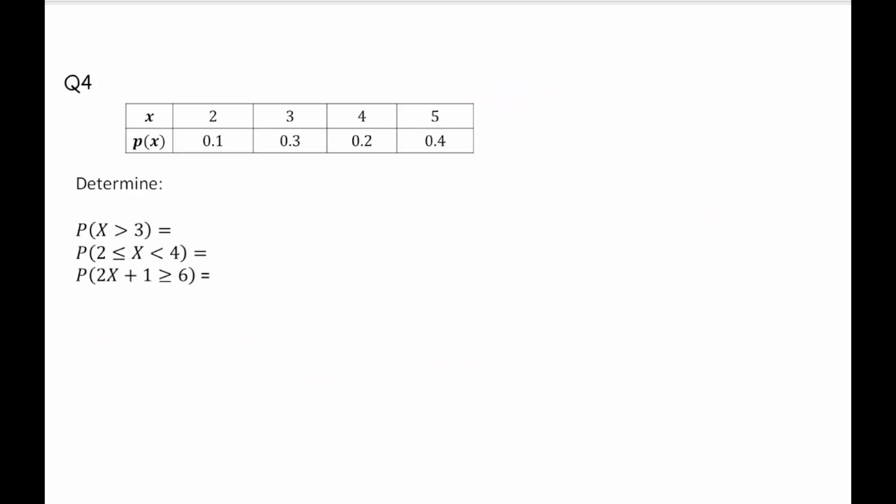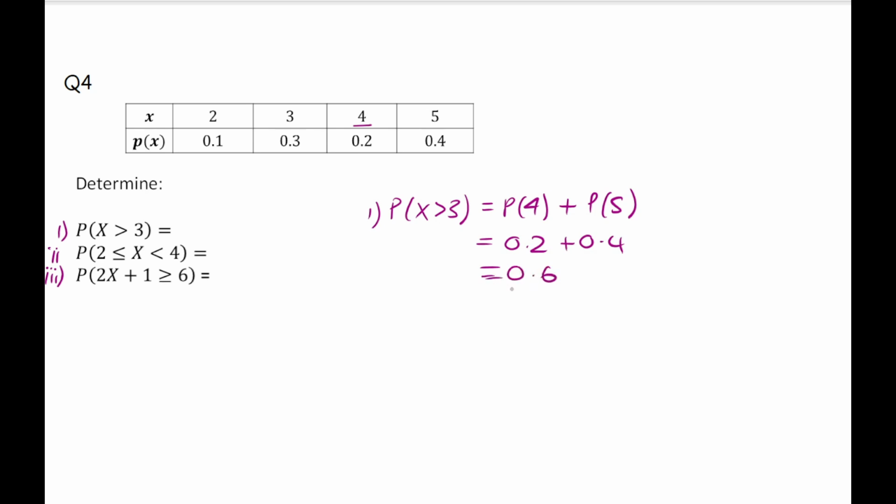Now moving on to our last example, the question's given us a probability distribution and it's asking us to find a potential range of values for x. So if I just start by labeling this as part 1, 2 and part 3, let's have a look at this. To work out the probability that x is greater than 3, well, the values of x where it's greater than 3 are going to be 4 and 5. So that's going to be equal to the probability of 4 plus the probability of 5. Here, all I need to do is add 0.2 plus 0.4, giving me a final answer of 0.6.